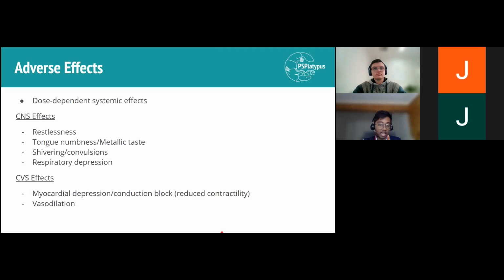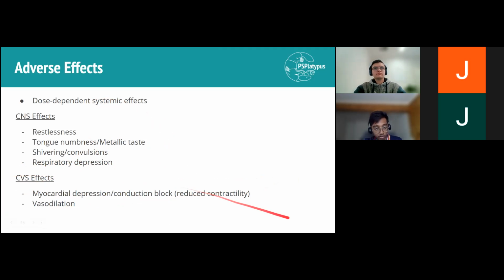All right, so adverse effects. We just briefly talked about how we don't really want systemic effects, right? So we have what we call dose-dependent systemic effects. Dose-dependent because it's dependent on the dose. So for example, restlessness, tongue numbness, or having a metallic taste, shivering, convulsions, respiratory depression. And it's essentially in ascending order of severity, I believe, since respiratory depression is one of the most severe consequences of having a systemic effect.